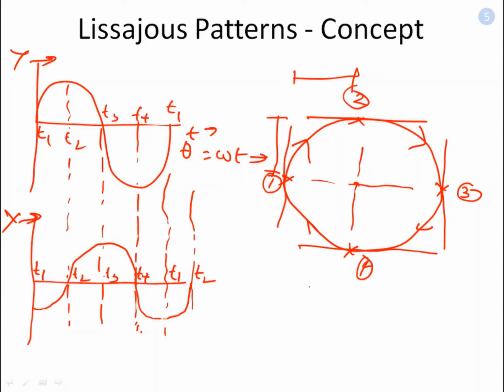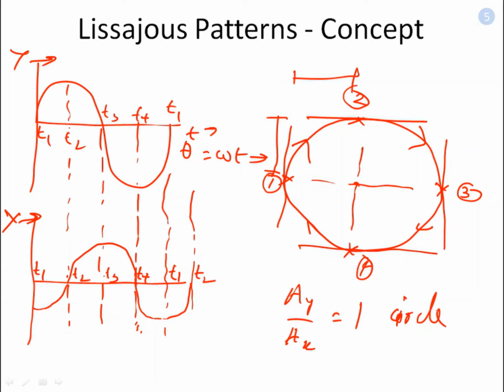But at that time also we will see that the shape is symmetrical about the x-axis or y-axis. That is interesting. In this case, Ay equals Ax, so this is a circle.